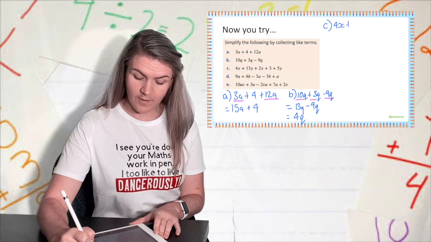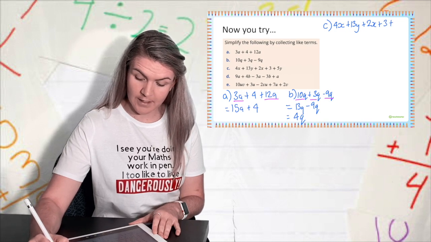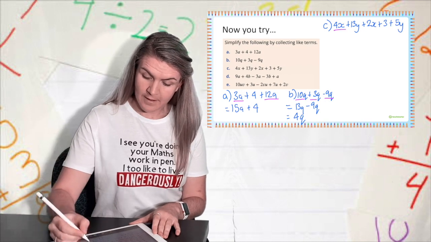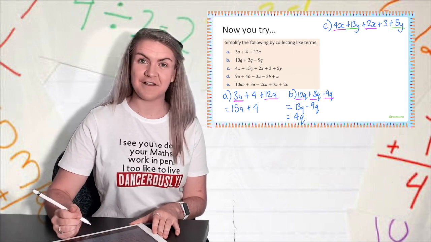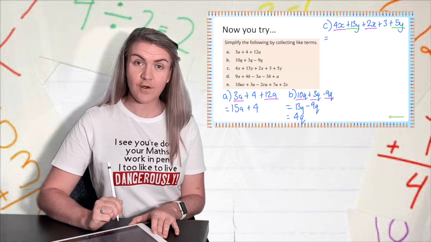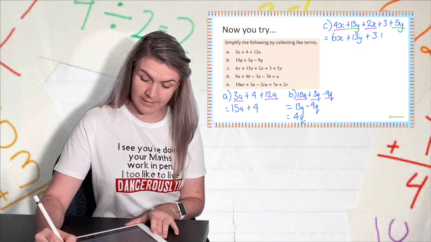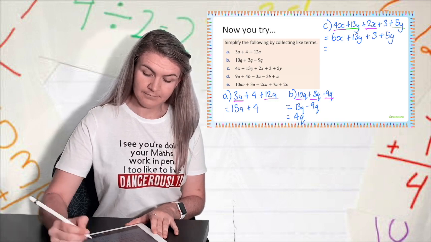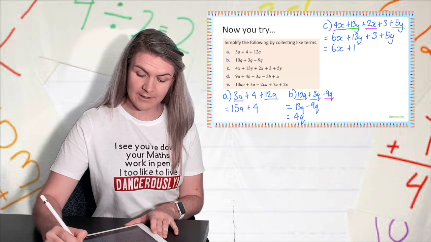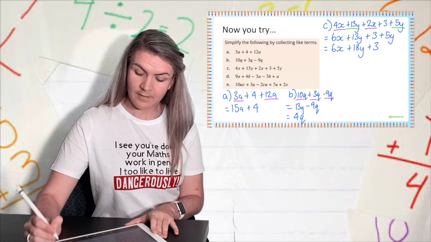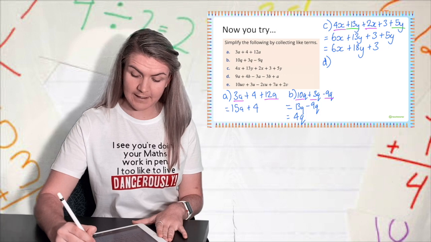C, 4x plus 13y plus 2x plus 3 plus 5y. I've got some x's here, and I've also got some y's and a 3 by itself. I'll do the x's first. 4x plus 2x is 6x. I then need to write everything else that's left over. And now I'll do my y's. 13y plus 5y is 18y. And checking x, y, constant, none of them are like terms. So that's as simple as it gets.